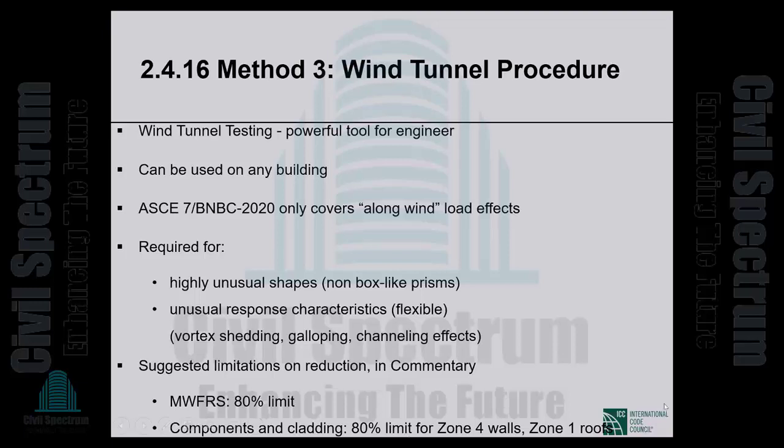And because the pressures come out to be lower, this is not a requirement, but in the commentary, ASC 7 tells you do not go below 80% of what ASC 7 would have given you. That is for the main wind force resisting system, and that is also for zone 4 of the walls and zone 1 of the roofs for component and cladding pressure. That detail we need not go into. All I'm saying is that the commentary tells you do not go below 80% of what ASC 7 would have given you. And that is not mandatory.